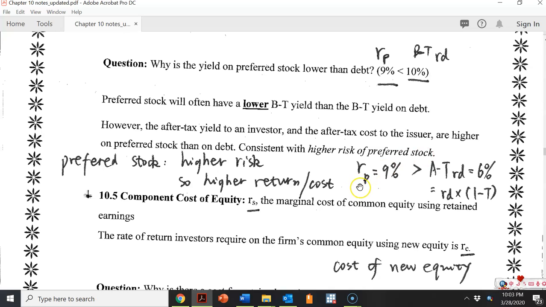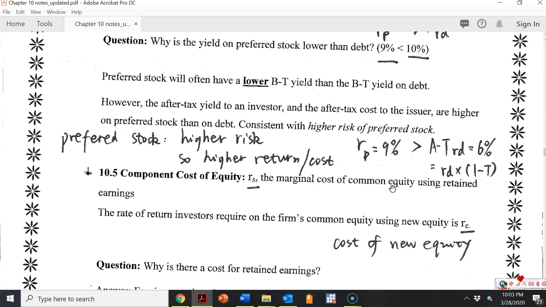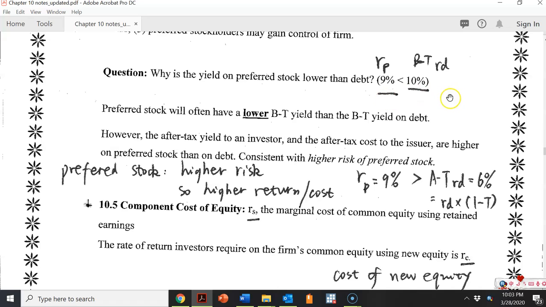So if we compare preferred stock cost 9% to after tax cost of debt 6%, we can say that preferred stock still has a higher return or higher cost compared to after tax cost of debt. And this is consistent with the fact that preferred stock is riskier than debt. Preferred stock has higher risk, so it should have higher return or cost. If we compare the after-tax figures, the numbers are consistent with this order, even though the before-tax numbers are not consistent.